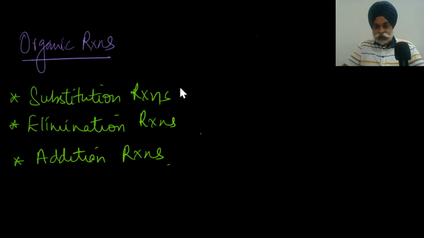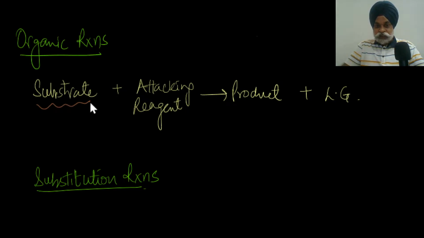addition reactions. In substitution and elimination reactions, you are going to add something into the substrate. As a consequence of that, something leaves out of the substrate, and that is what you call the leaving group. If there is a substrate, and you attack it with some attacking reagent, you get a product and the leaving group departs out of the system. That particular type of reaction is called a substitution reaction.